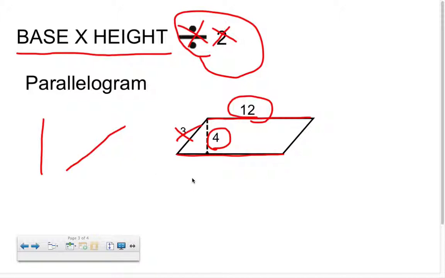So the area of this parallelogram, the area is 12 times 4. Do you know your 12 times tables? I hope you do. It's 48. And unlike a triangle, you don't have to divide by 2. And guess what? We get to talk about that a little bit.